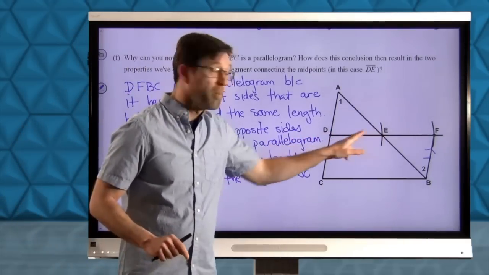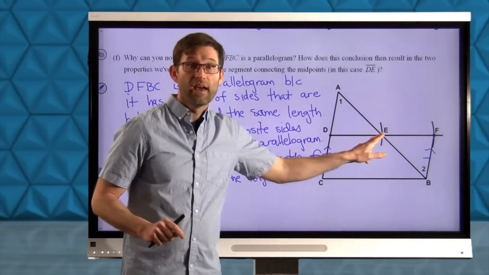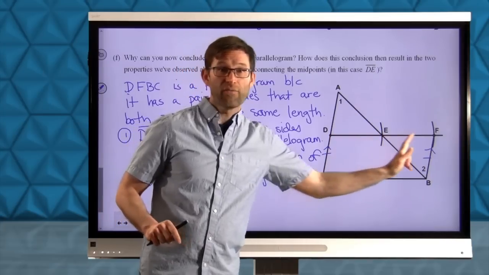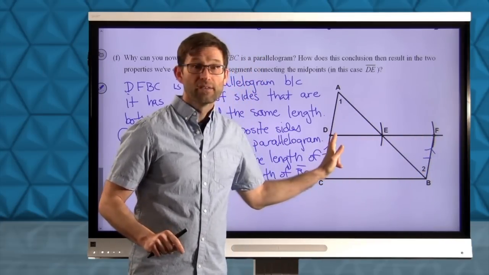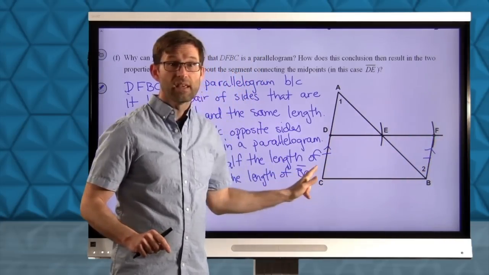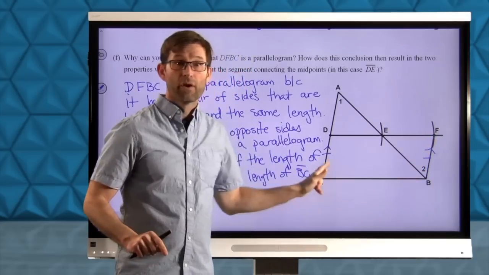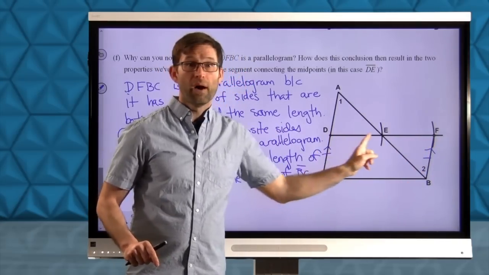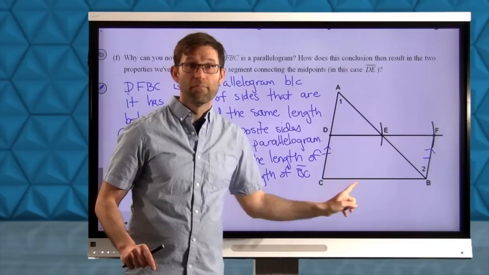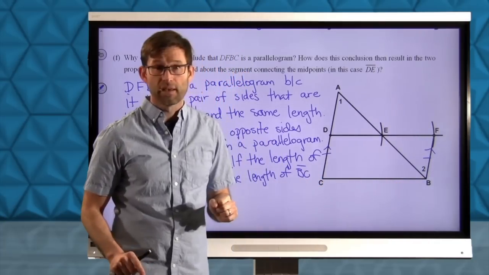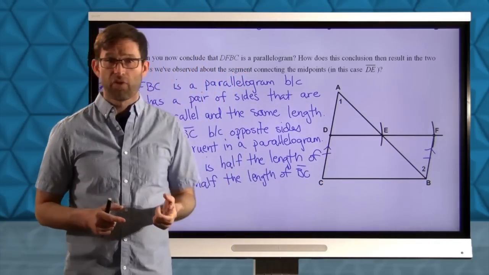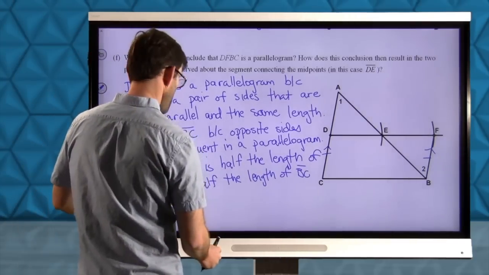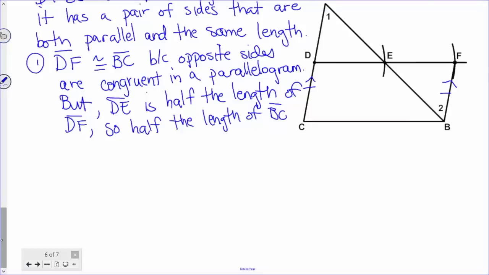We know by construction that DE and EF are the same length, so that means DE must be half the length of DF. Because DFBC is a parallelogram, therefore we know that DF and BC are the same length, but DE is half the length then of BC. So there it gives me half the length property. The parallel property is even easier. All right, got plenty of room.